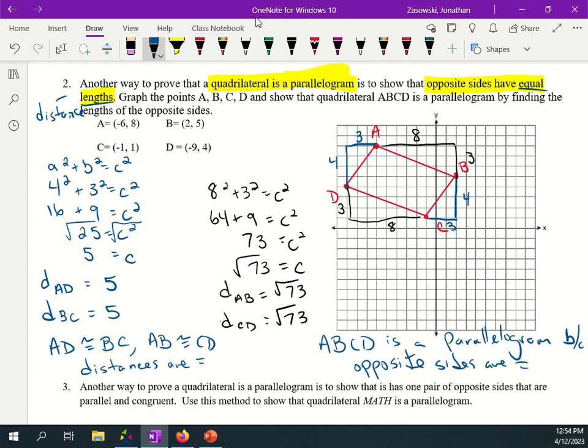Okay? Graph it. Calculation. State what the distances, slopes, or midpoints are. Say something about it. Summary statement for the proof. Go for it. Okay?